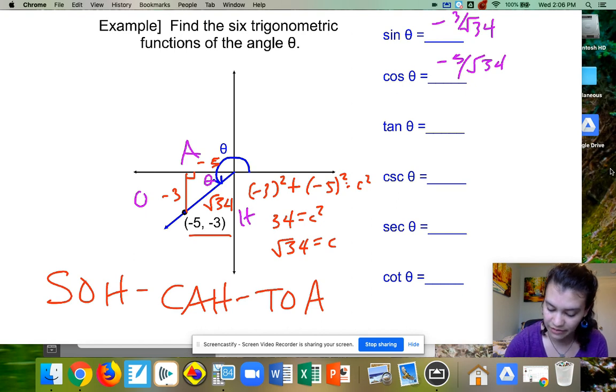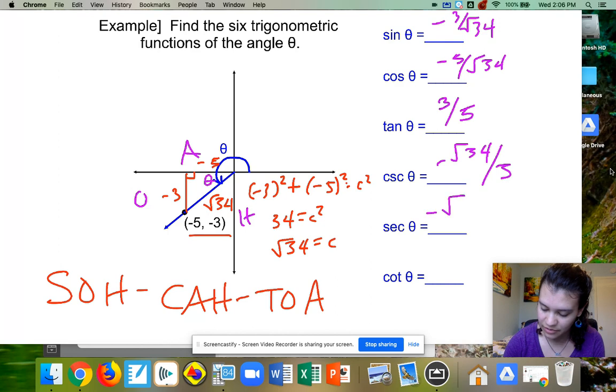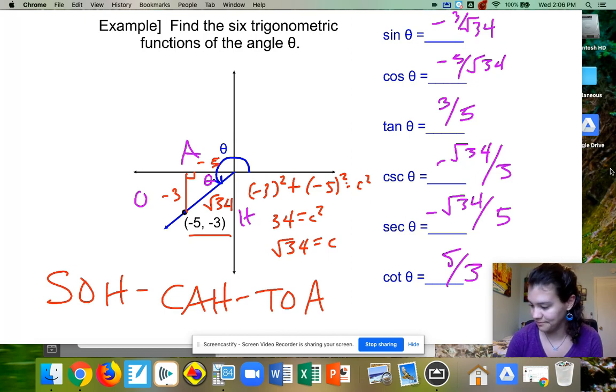Tangent is going to be -3 over -5, so it ends up being +3 over 5 when you cancel out the negatives. And then for the next one, you just take the reciprocal. So get negative root 34 over 3 for cosecant, negative root 34 over 5 for secant, and 5 over 3 for cotangent.